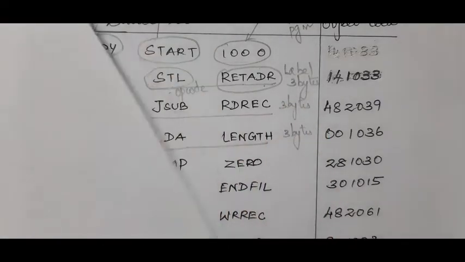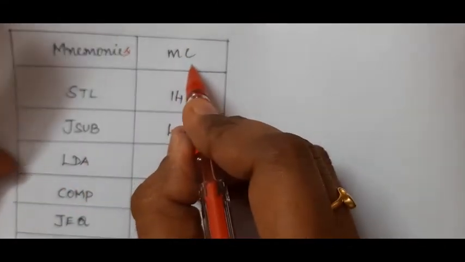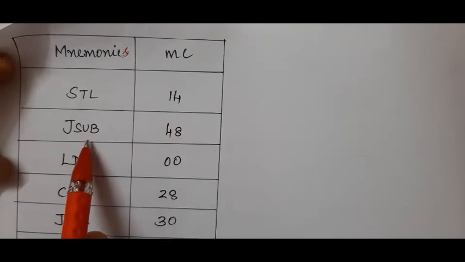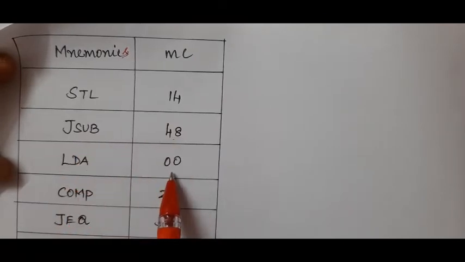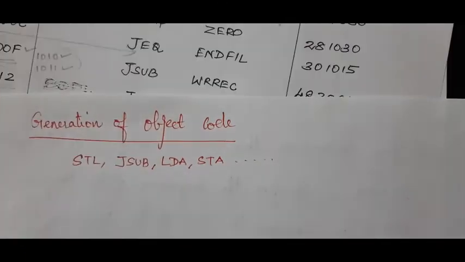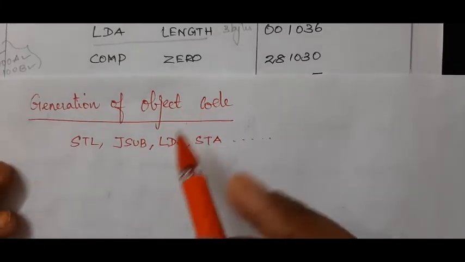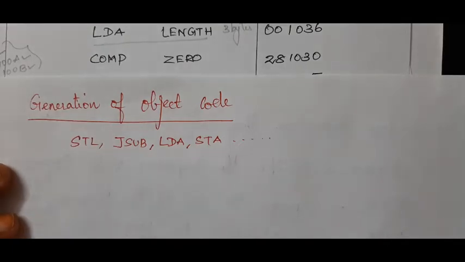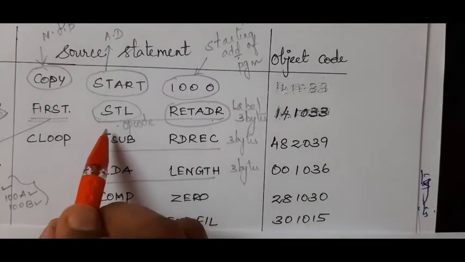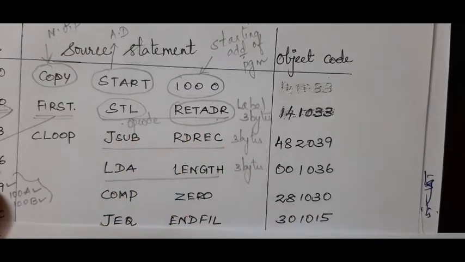So I'll show you. This is the mnemonics with the mnemonic code, I mean the value. STL 14 we have, JSUB 48 we have, LDA 00 we have. So we have mnemonics with the values. Now with the help of the instruction and the mnemonic code, we are going to generate an object code. So we'll take one instruction and see how we generate it. The first instruction, STL RETADR. STL is an opcode, RETADR. So we'll write here.